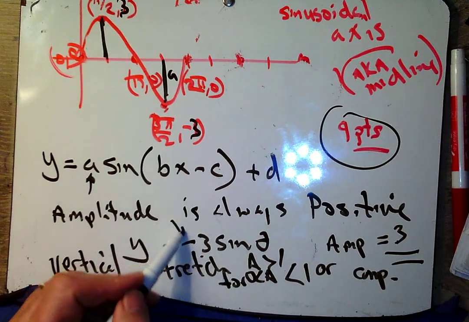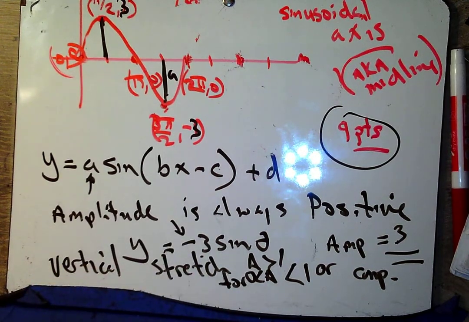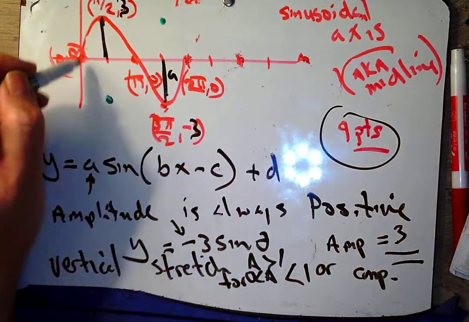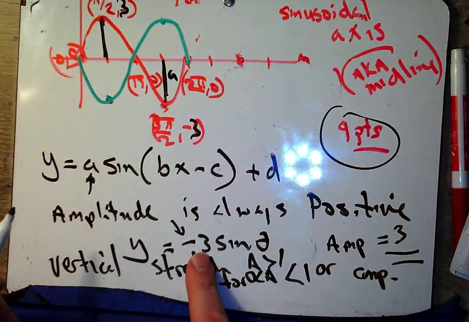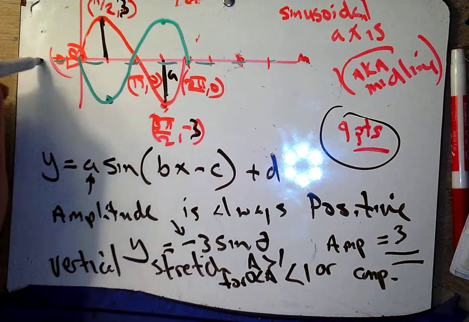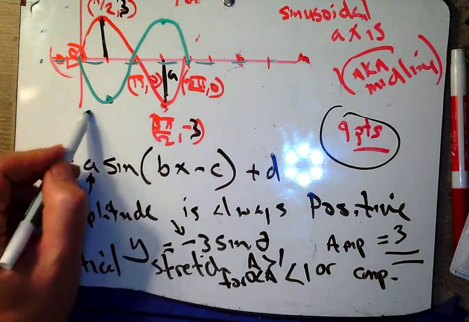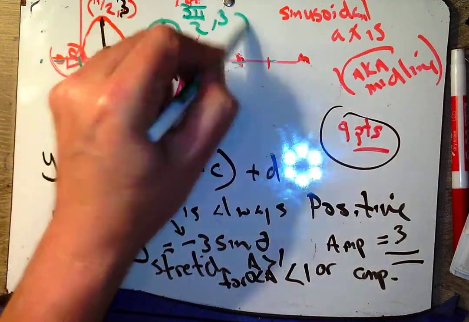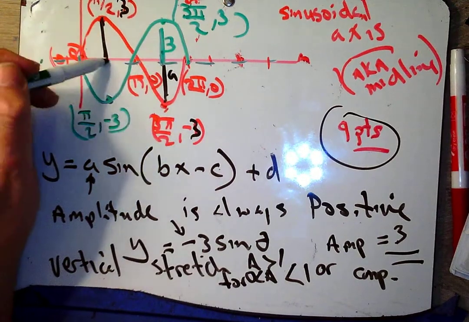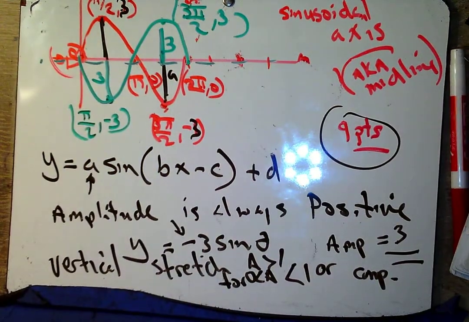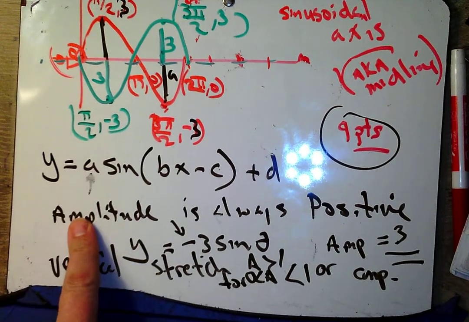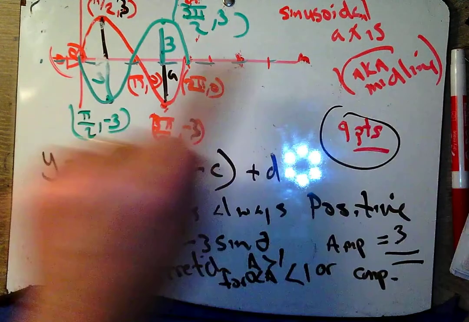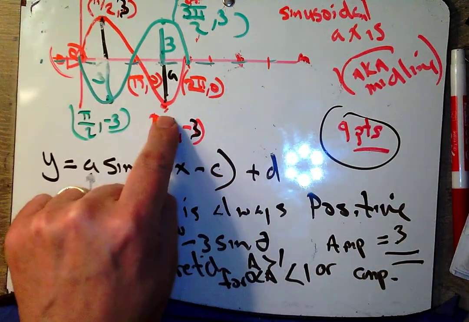Okay, and that negative in this situation we know is going to multiply all the y's by -3, and that's just going to be a reflection. We're multiplying the y's, so it's a reflection across the x-axis. And here we'd have pi over 2 -3 and 3 pi over 2 +3. The amplitude would be 3 in either case. All right? So A stands for amplitude. Amplitude is the distance from the sinusoidal axis, or midline, to the high or to the low.